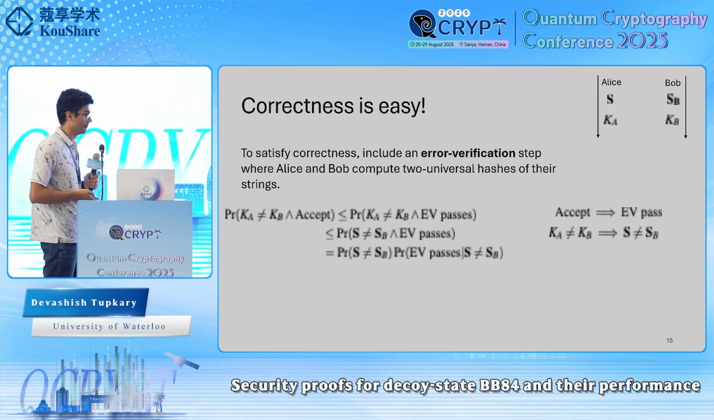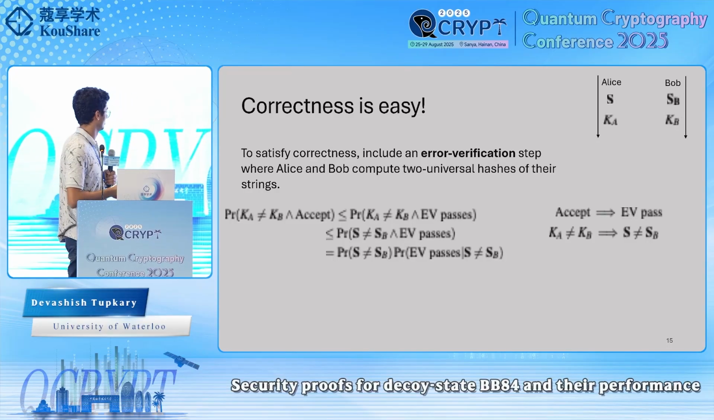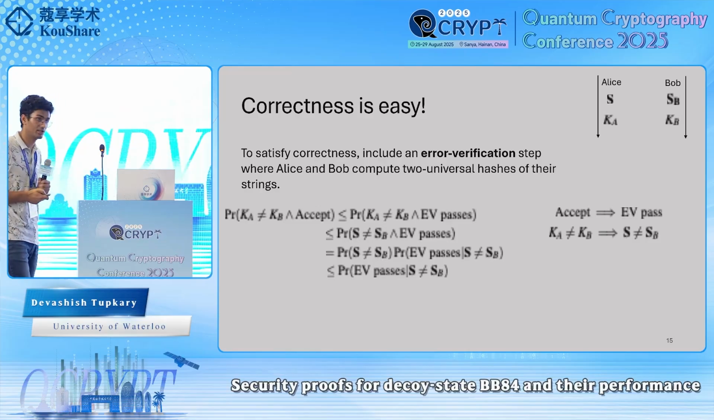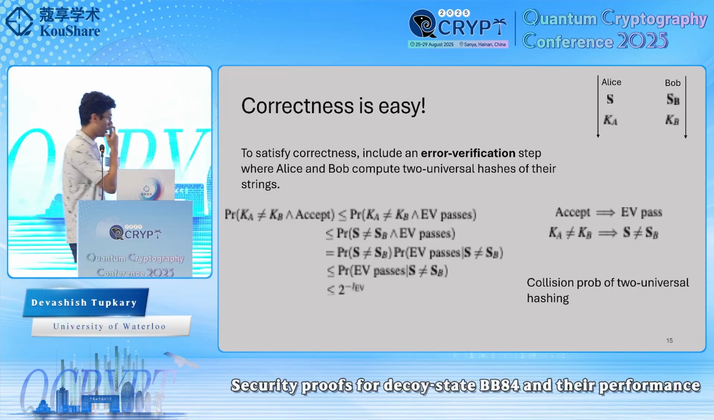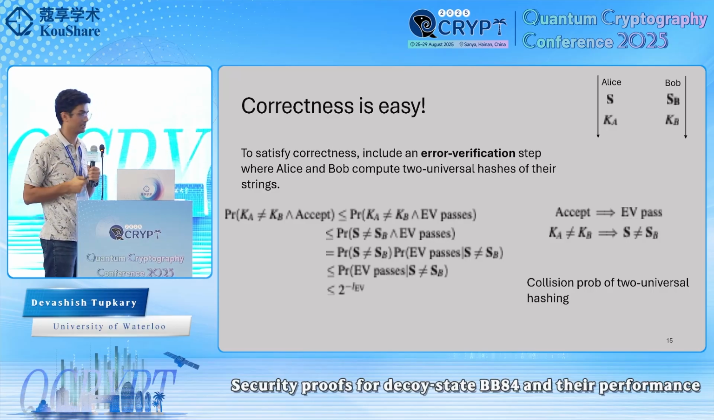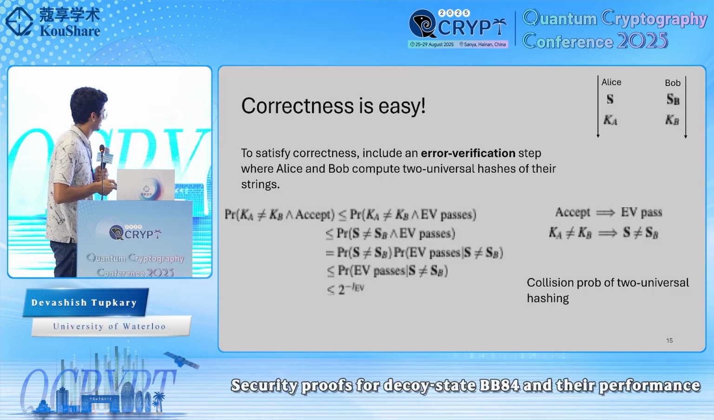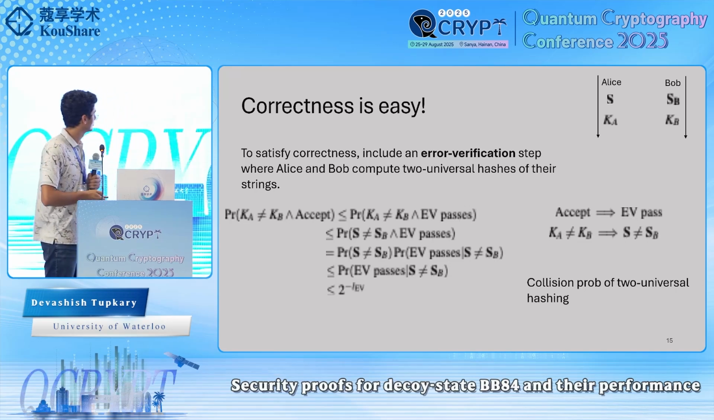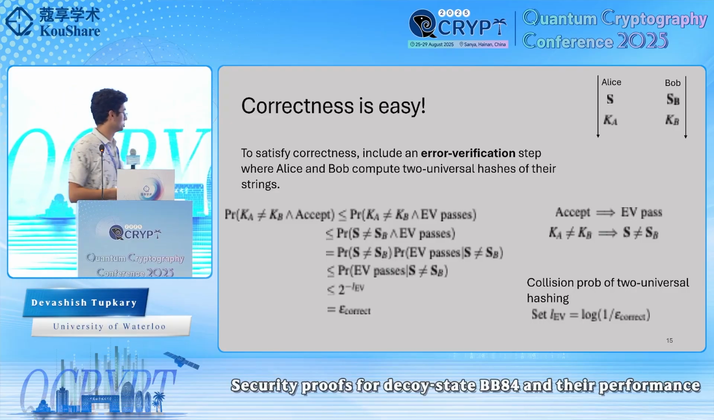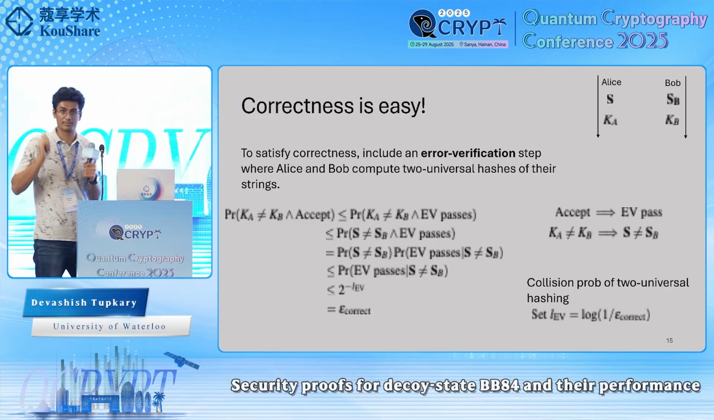We use, again, basic probability to rewrite these as conditional probabilities. We knock off the first term, so we're only left with the second term. And now we simply say that, okay, if the raw key strings were different, then the probability of error verification passing, which is the hashes actually agreeing, is small, right? Where we have 2 raised to minus l_EV, where l_EV is the number of bits you hash. Okay, so we can set this l_EV value to log 1 over epsilon_correct to satisfy epsilon-correctness.